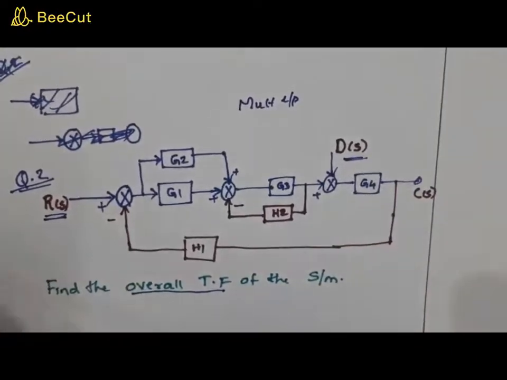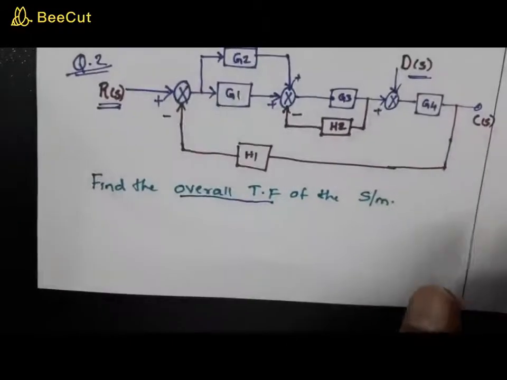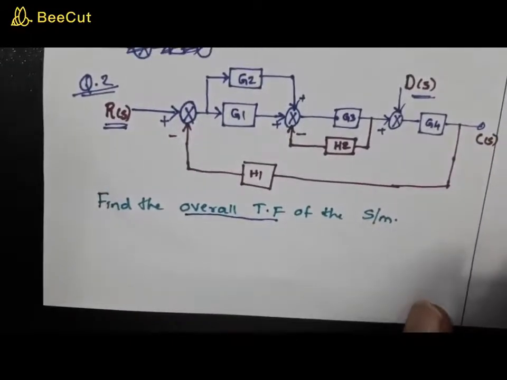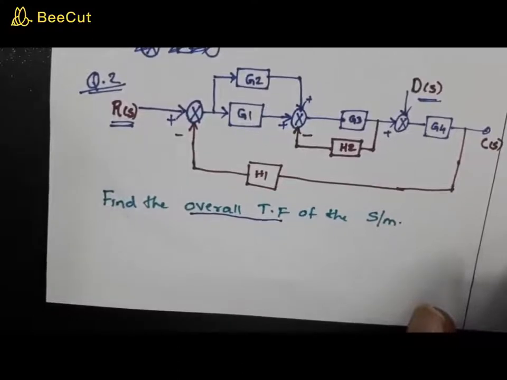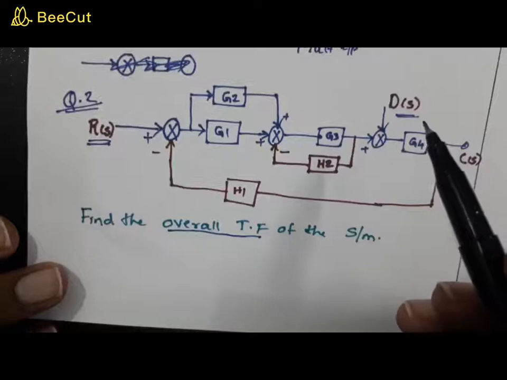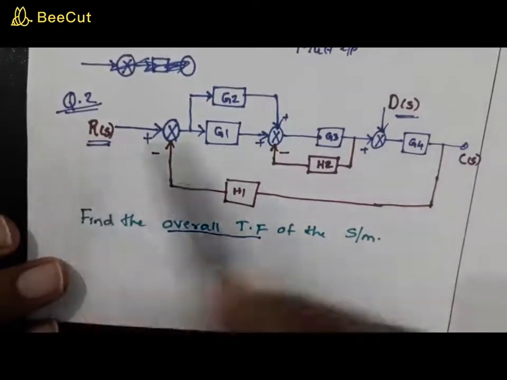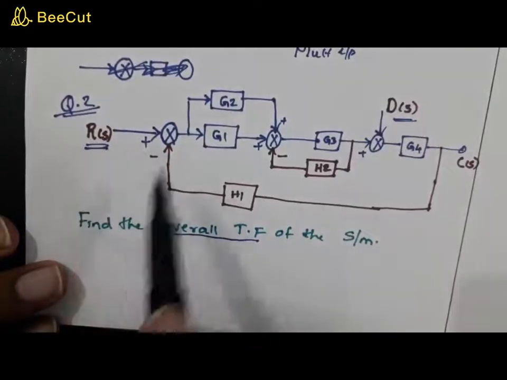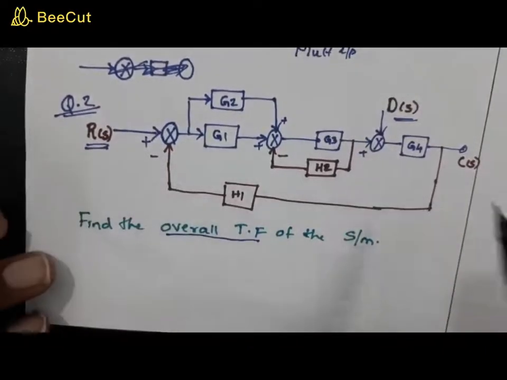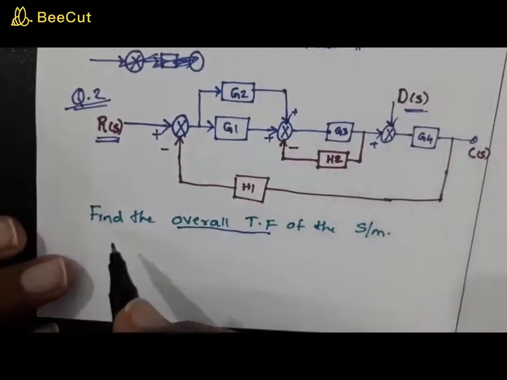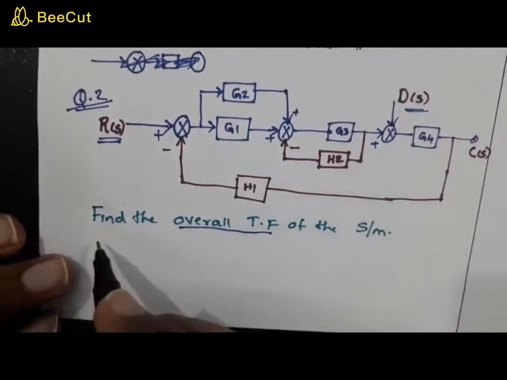Now assume that this is a linear system. So you have already studied in your signals and systems regarding linear time invariant systems, and a linear system obeys the superposition principle. What is the superposition principle? By making one of the inputs 0, find out the response to the other input, and vice versa, and take the sum of those. So that's the concept.